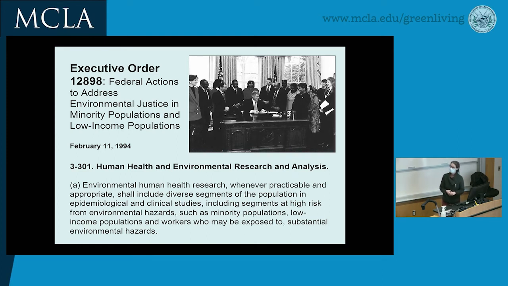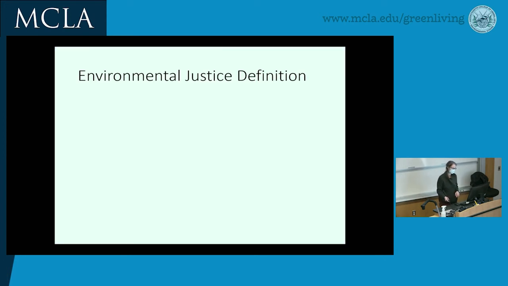And it talks specifically about human health research and analysis, again, requiring that the most vulnerable, the people who are most impacted by environmental hazards in the workplace, for example, be included in research that addresses these hazards. So this is where we come into community-based participatory research.